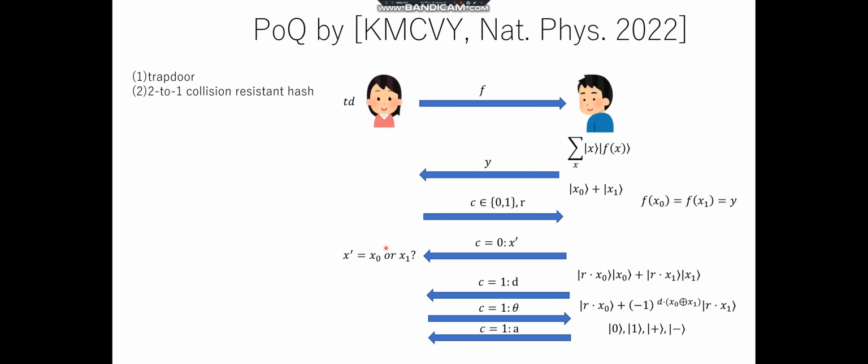On the other hand, because the verifier has a trapdoor, she knows which state the prover possesses. Therefore, the prover cannot cheat by sending this measurement result without generating this quantum state. So this is an intuitive understanding of the soundness.